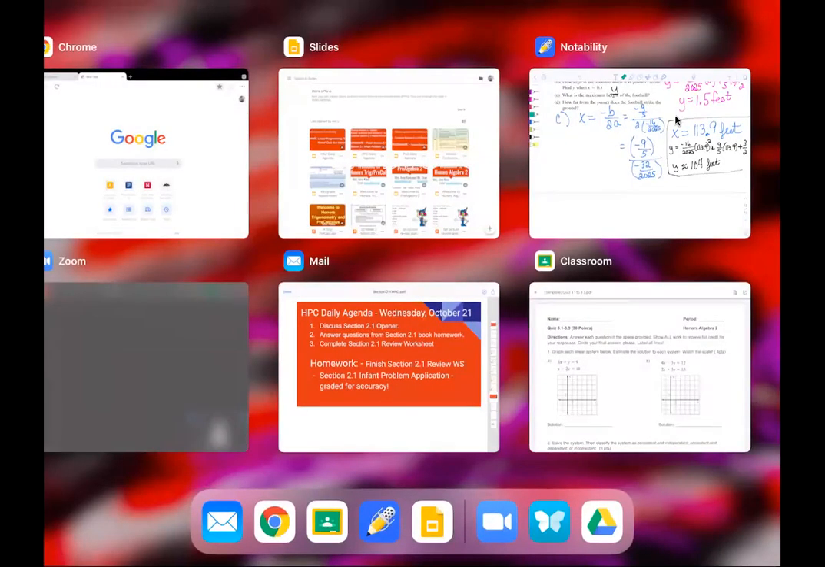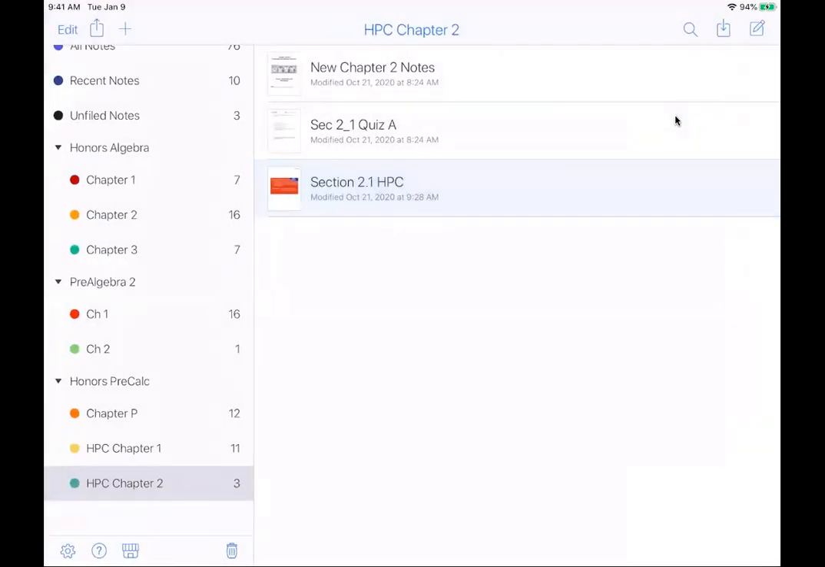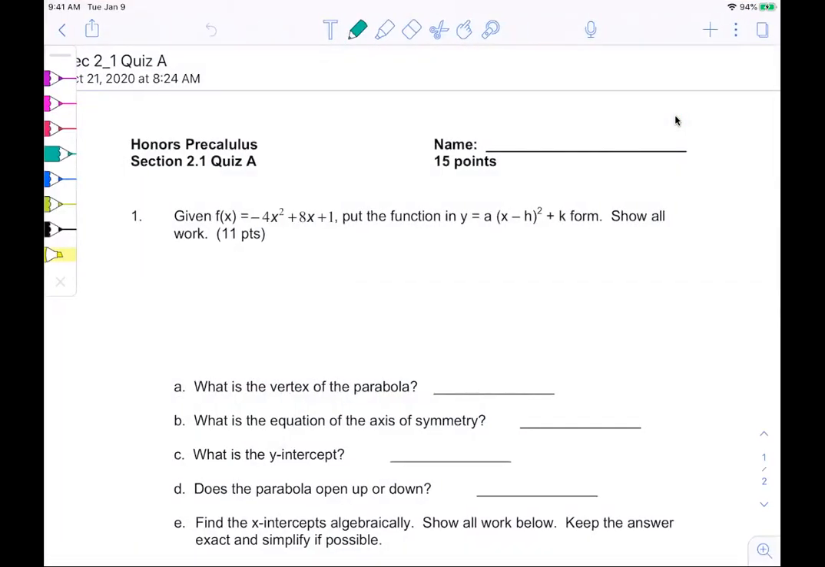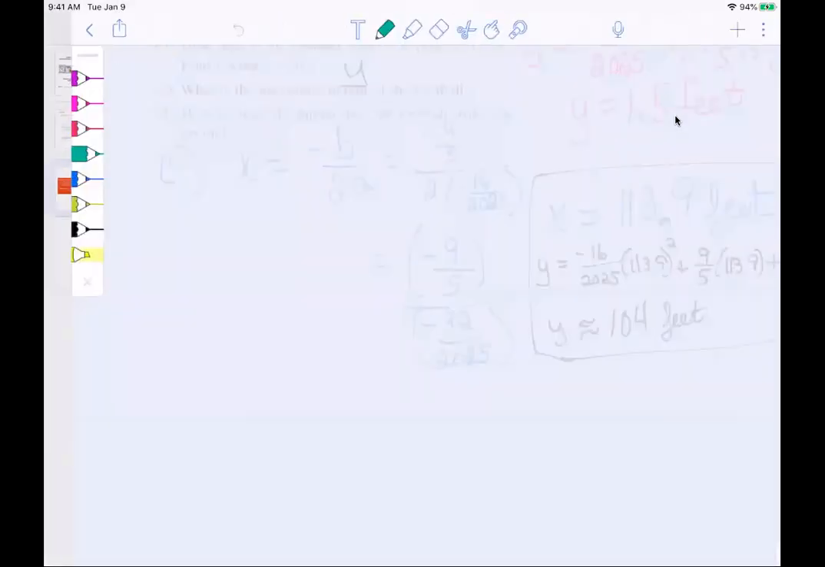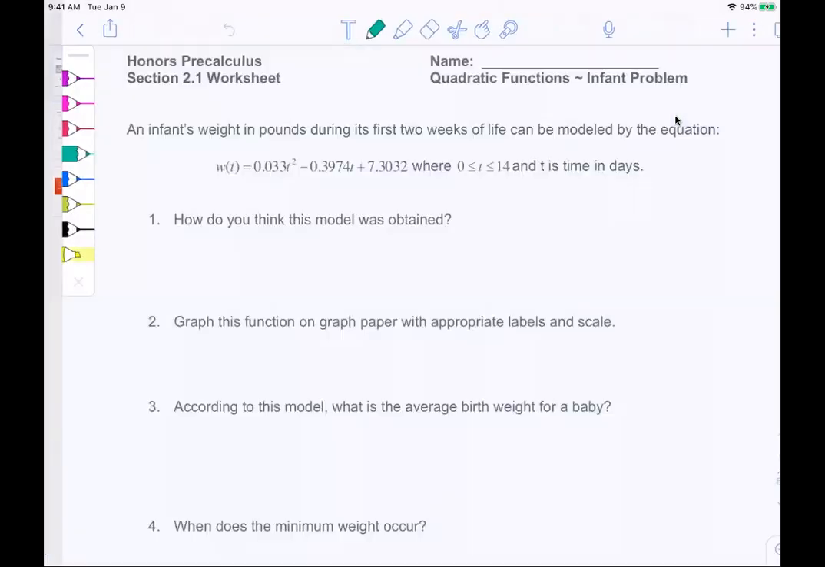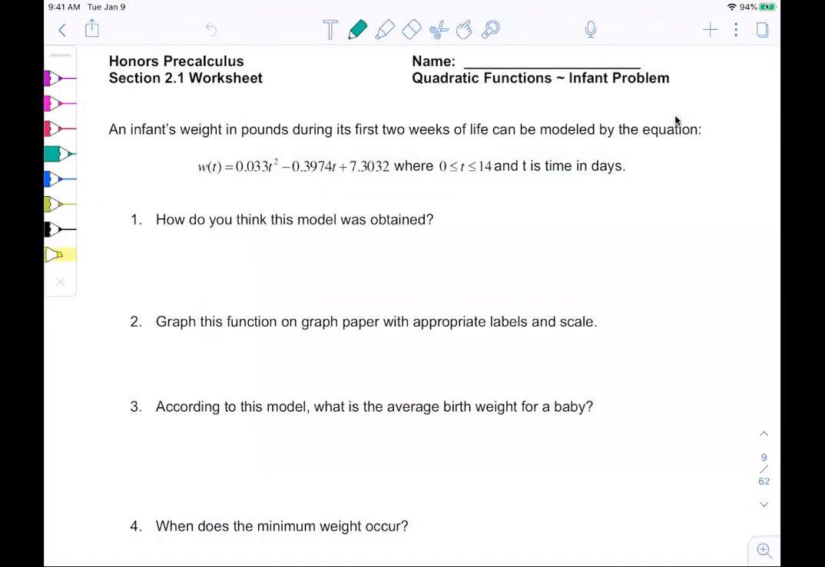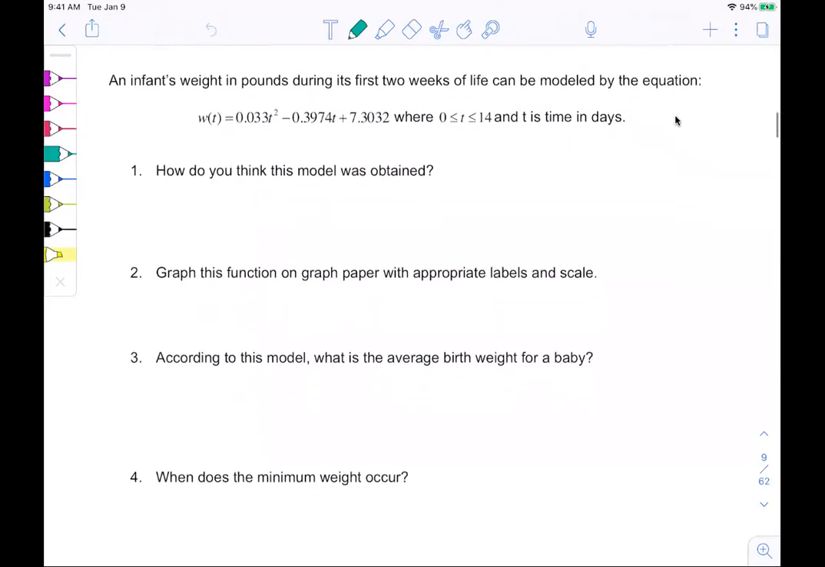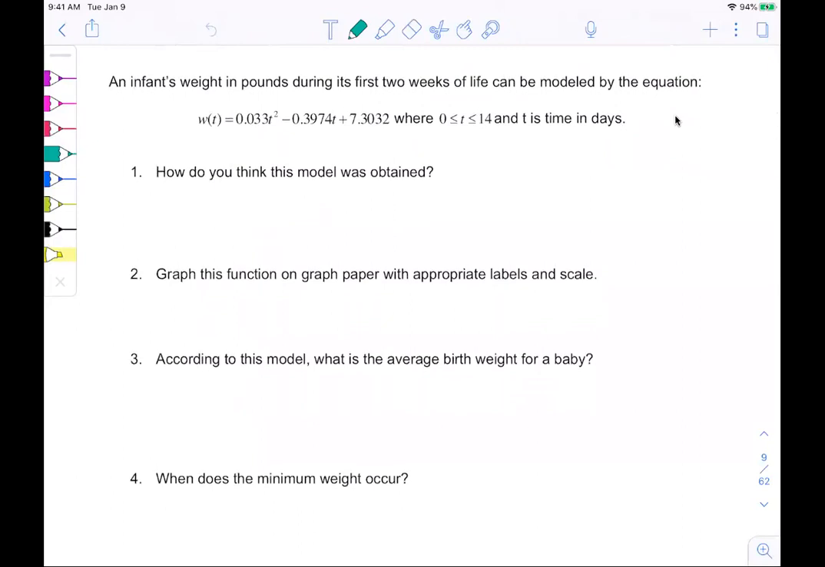The other problem is a word problem. I think I had it here. Nope, I don't. Here it is. So the other problem for your homework is one word problem similar to that football problem. And this word problem talks about an infant's weight during the first 2 weeks of life. So this is given in decimals, which is, I think, a little better than having those ugly fractions.